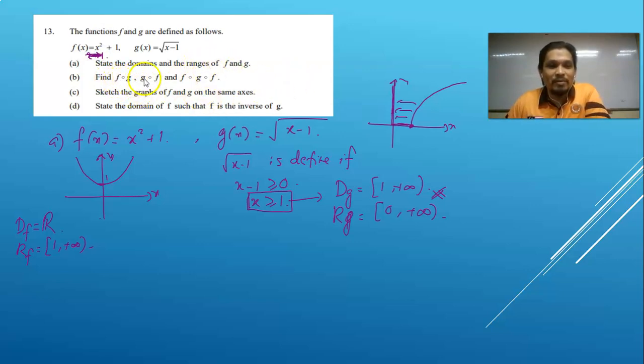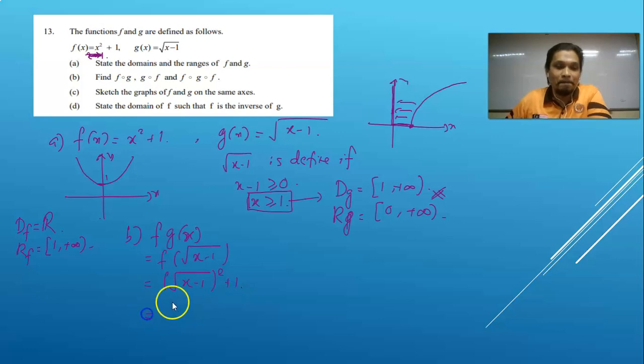Find fg, gf, and fgf. So question B, fg(x). g(x) equal to square root of x minus 1, and substitute this function into x of the function f. So it is square root of x minus 1, squared, plus 1. Square and square root cancel, so we get x minus 1 plus 1 equal to x.